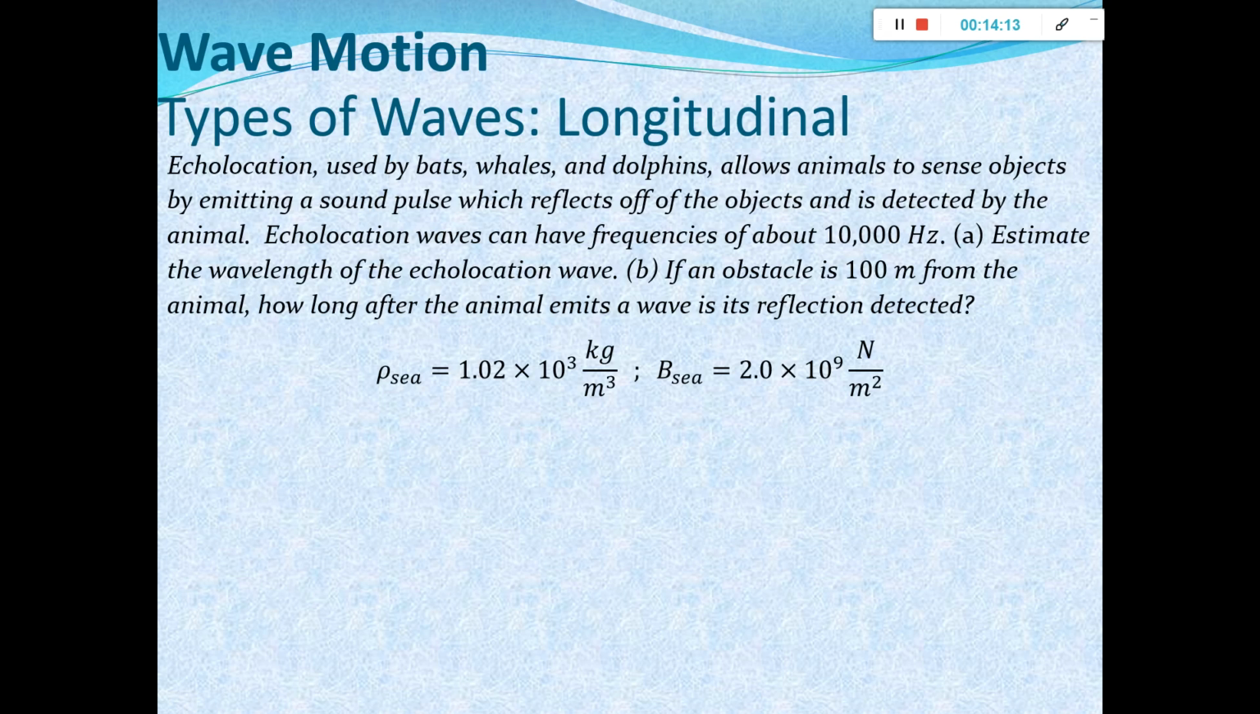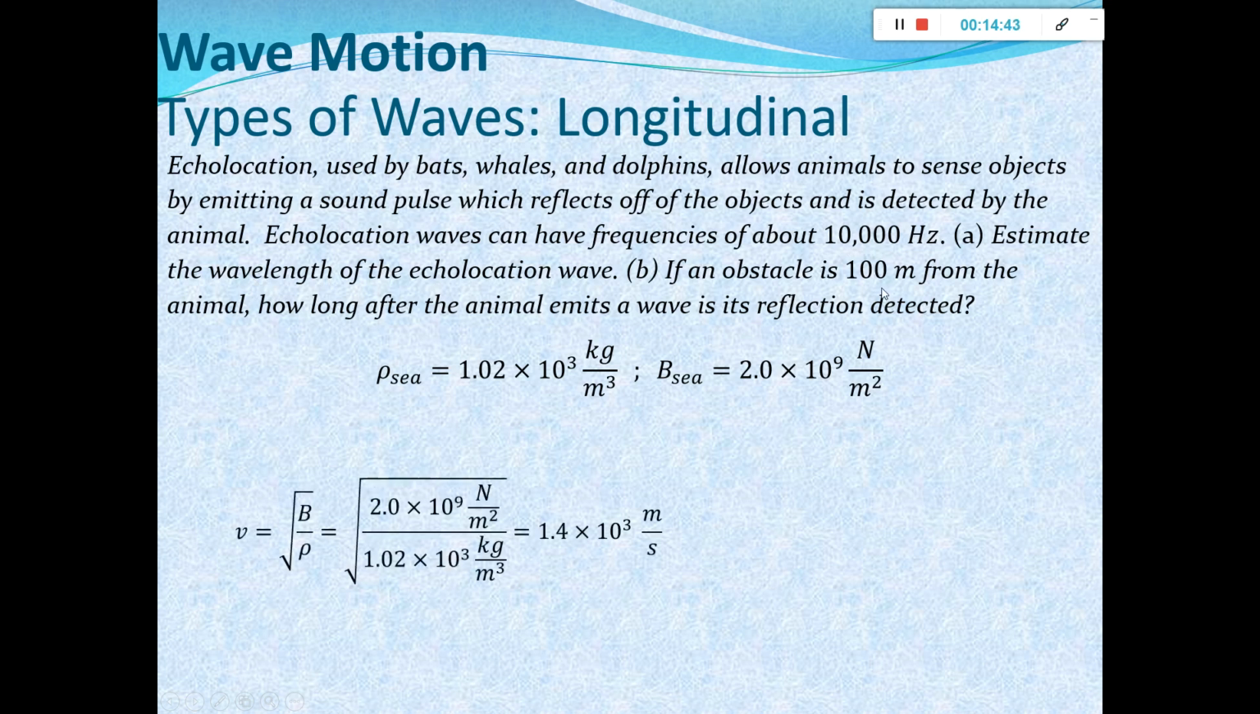All right, so this one is actually very similar to the previous one, at least I think for part B. So for part A, they want us to figure out the wavelength of this wave. What we're going to need first is to figure out what the speed is. Of our equations, there's only one that deals with wavelength, and that's v equals f lambda. We have the frequency, but we don't have the speed. So we're going to have to figure that out.